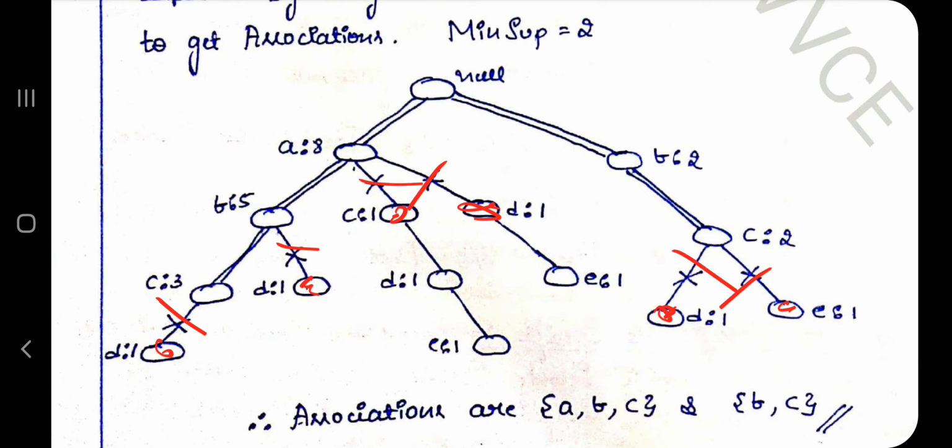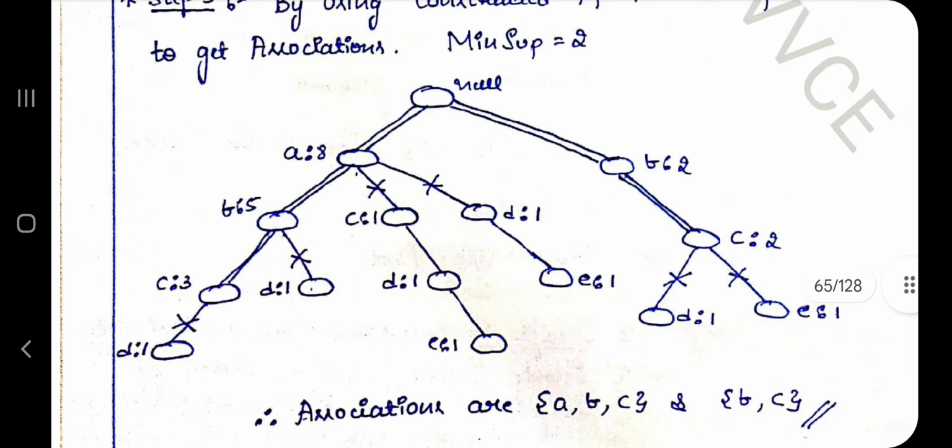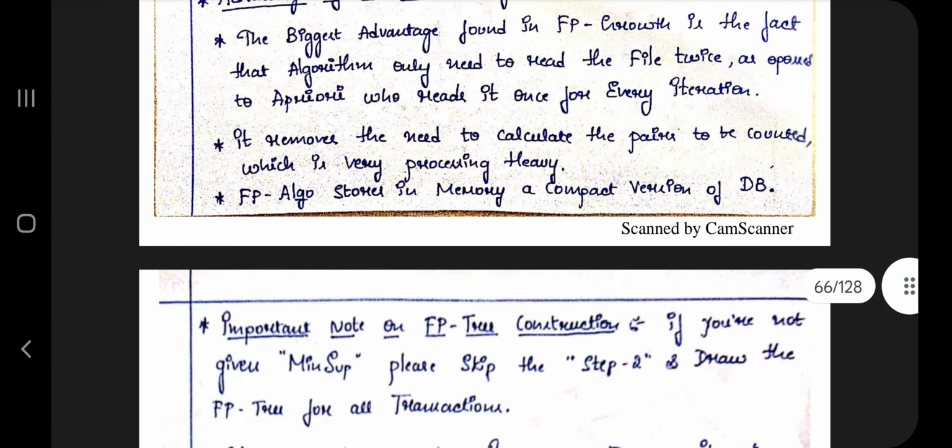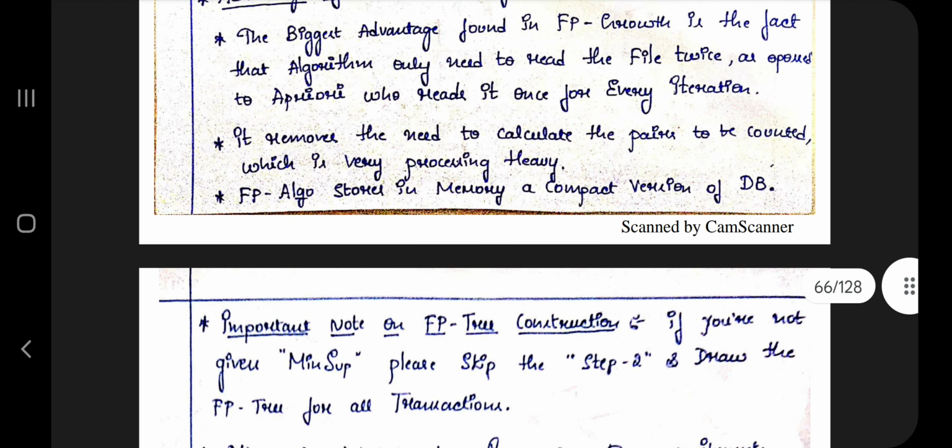What you will obtain is A, B, C, and what is the other existing one? A, B, C, sorry, B, C. Okay, A, B, C and B, C is the final answer for this question. Okay, so that's how you'll be solving the FP growth algorithm. Okay, and advantages and importance, characteristics, and the algorithm are ready to know.